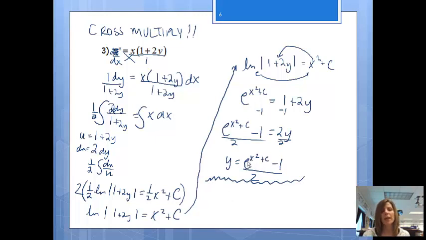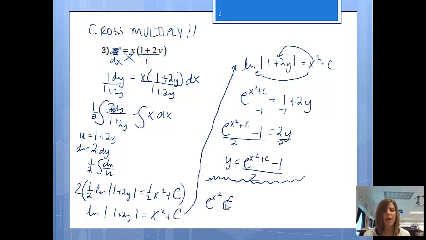Okay, e to the x squared plus c can actually be written as e to the x squared times e to the c, because when I have the same bases, I add the exponents. So this right here is an equivalent way of writing this problem.